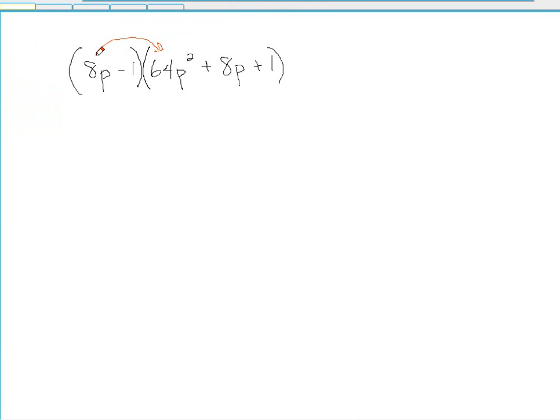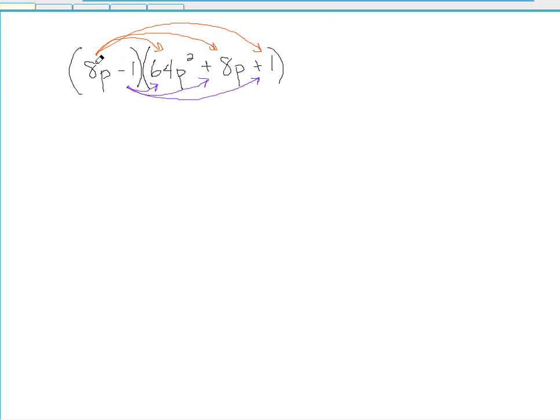First, you distribute the 8p, which means you multiply it against all 3 terms in the other factor, which is the trinomial. Then, you're going to distribute the negative 1, which means you multiply it by all 3 terms in the other factor, which is a trinomial. So that's 6 multiplications, and then in the end, we'll clean up by looking for any like terms.